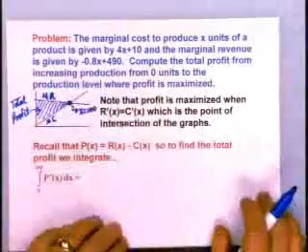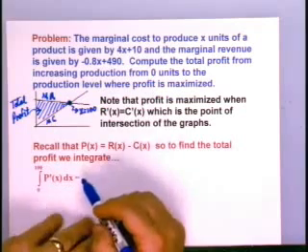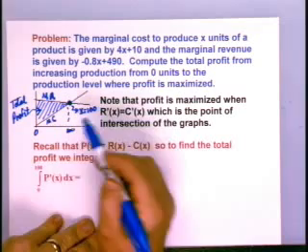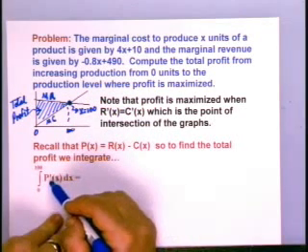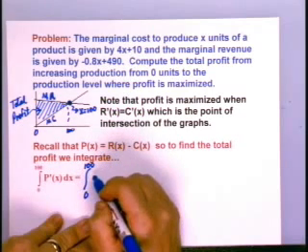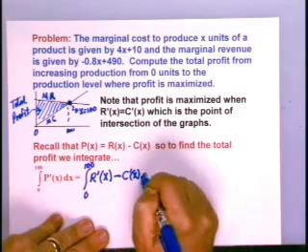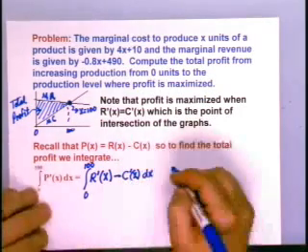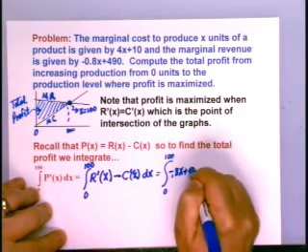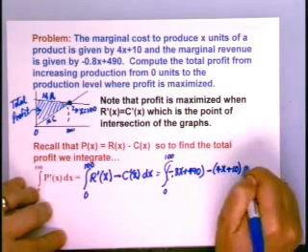to 100 units. Well, recall that profit is revenue minus cost. So to find the total profit, on this interval from 0 to 100, I'm going to integrate the derivative of the profit function, which means we're going to integrate from 0 to 100 R prime of x minus C prime of x. So in this case, we have the integral from 0 to 100 of minus 0.8x plus 490 minus 4x plus 10 dx.